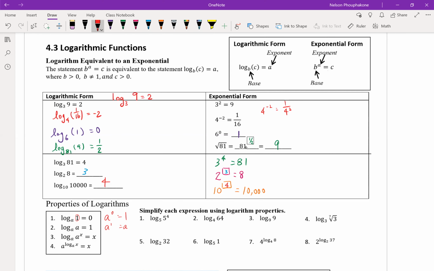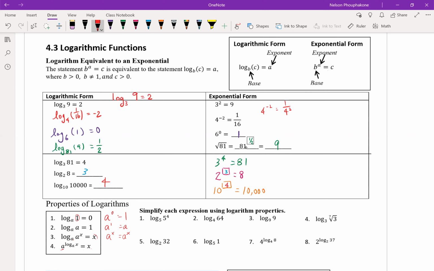And then the next one, log base a of a to the x equal to x. The reason is a to the power of x must be equal to a to the x, right? Yes, it is. Now this one is what we call the identities. Then the last one is really weird: I have a raised to the power of log base a of x equal to x.